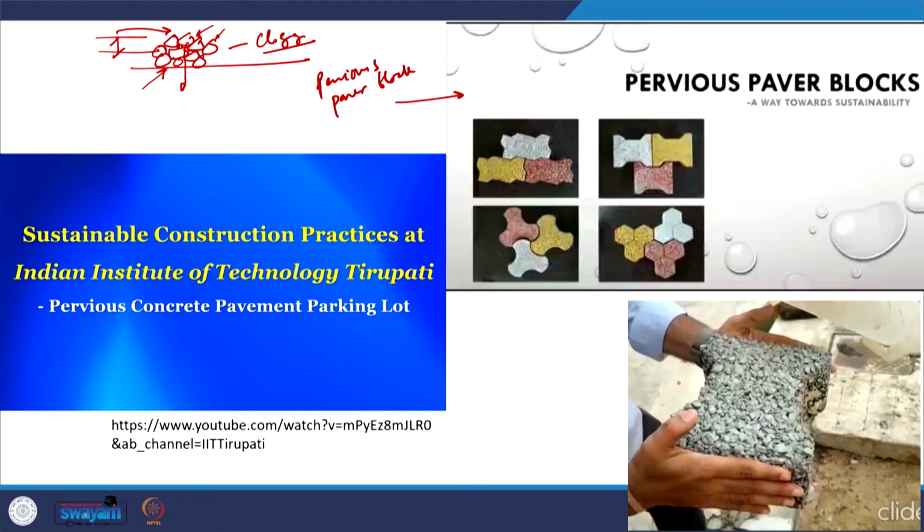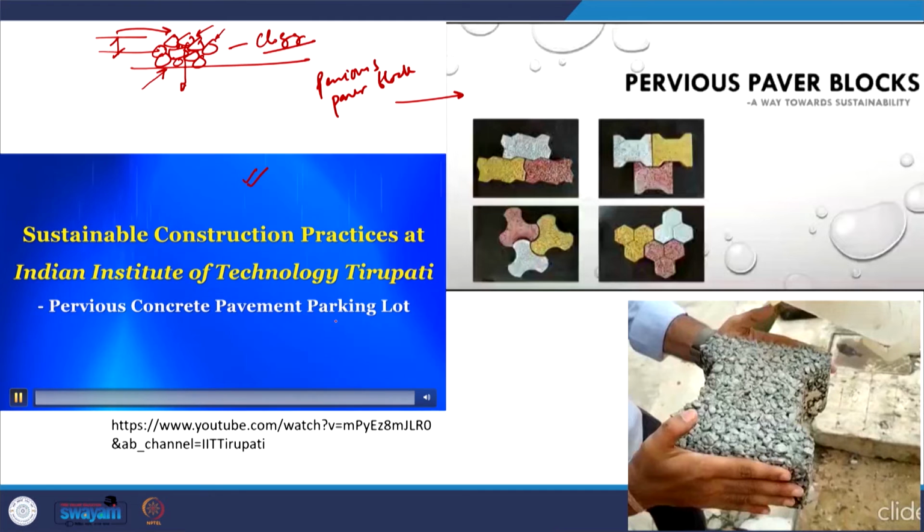So, we will see these videos, and I have also provided references to papers which can be referred to for more insight on the use of pervious paver blocks as well as pervious concrete studies that have been done in India. We will play this video. The first video is from IIT Tirupati, available on YouTube. They have done a lot of work in the area of pervious concrete. They also have constructed various sections within the campus and in the vicinity of their city to demonstrate the effectiveness of pervious concrete. Let us quickly go through these videos to have some idea.